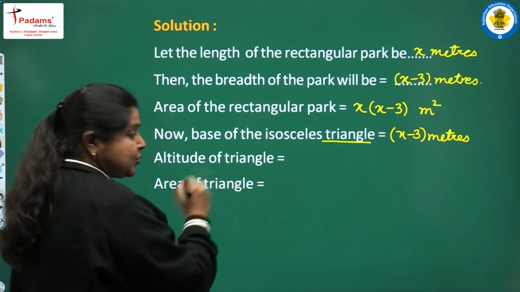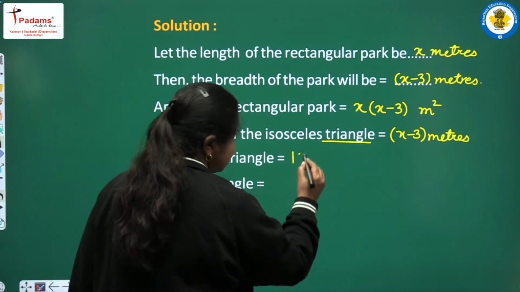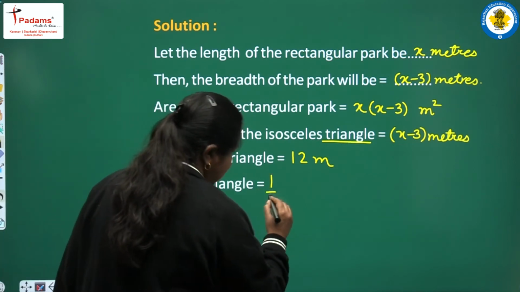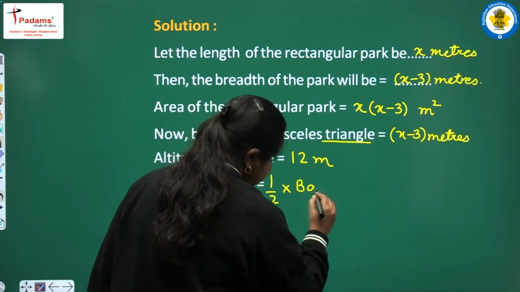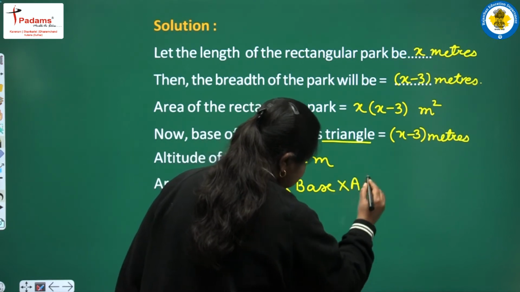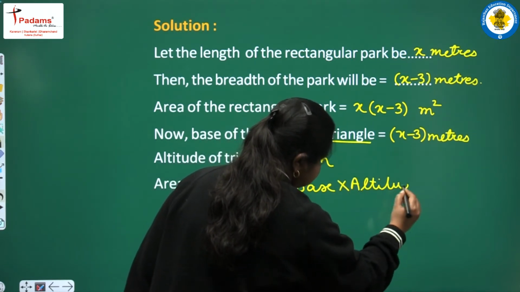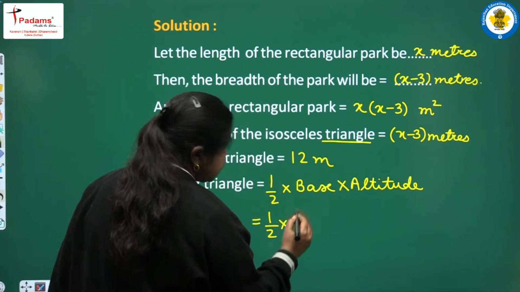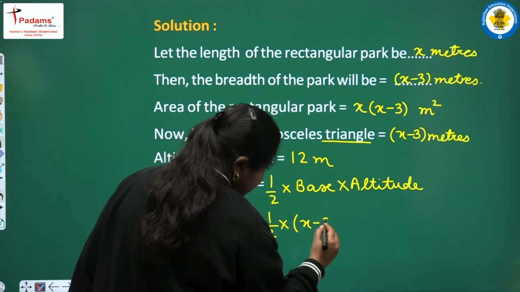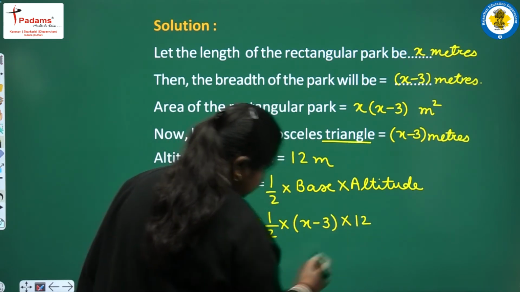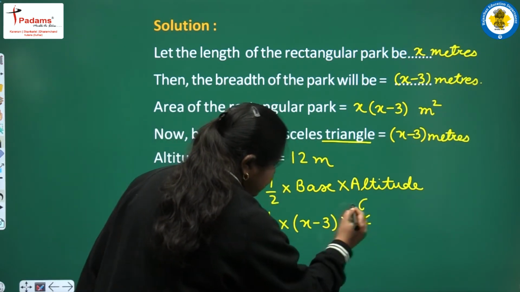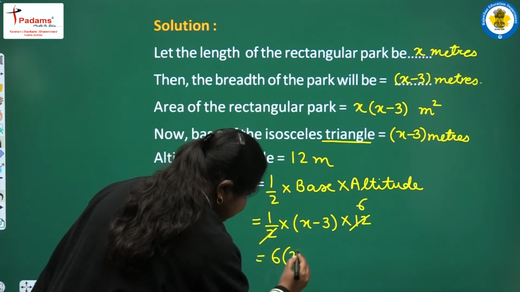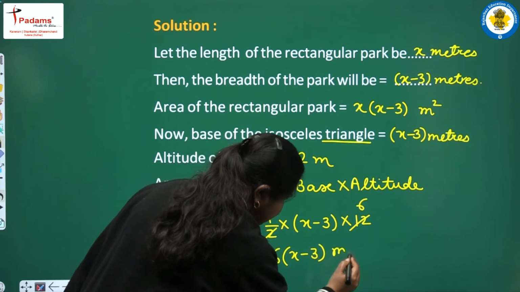Next, altitude of the triangle has been given equal to 12 meters. Now area of the triangle, we know its formula is half into base into height or altitude. Both mean the same. We place the values. Half into base, which is x minus 3 meters, and altitude is 12 meters. 2 into 6 is 12. So here we will get 6 and we have the area as 6 into x minus 3 meters square.